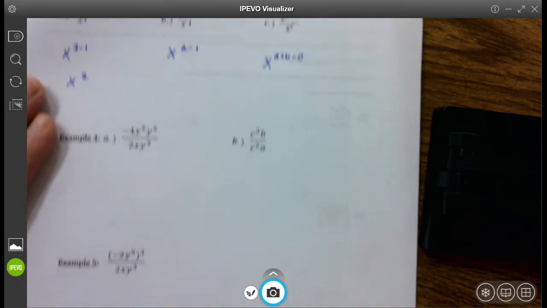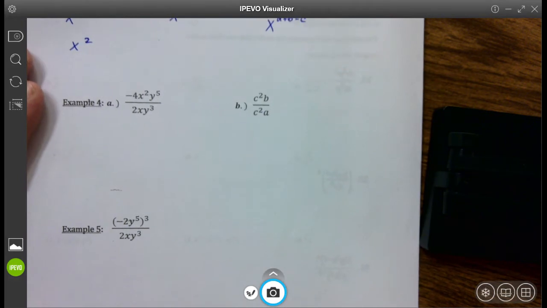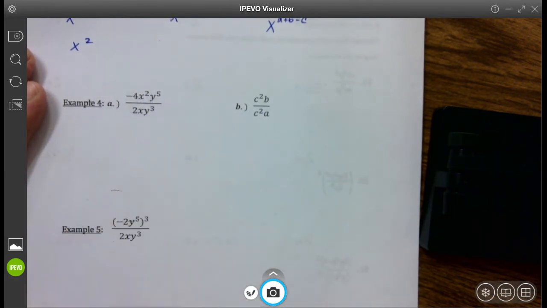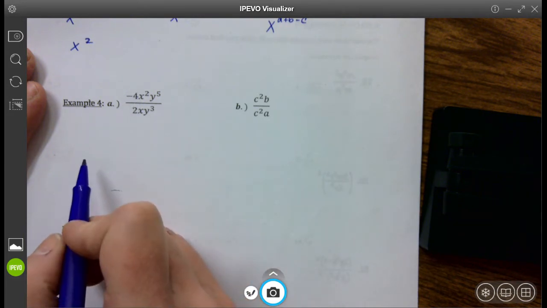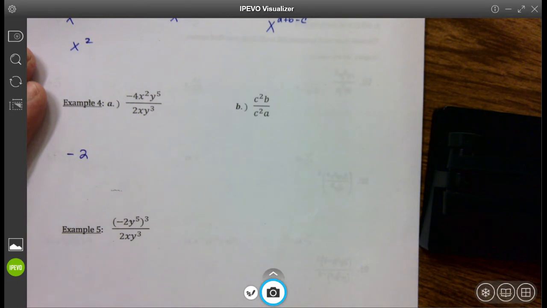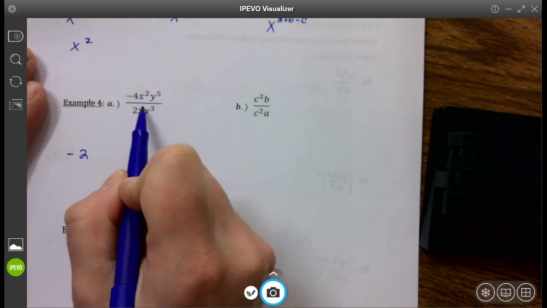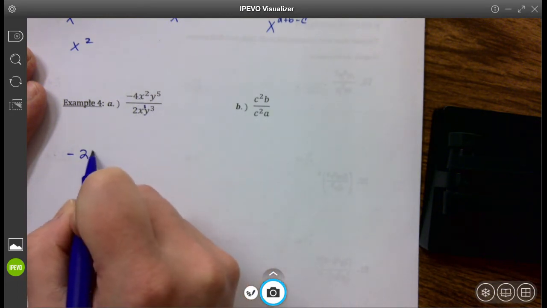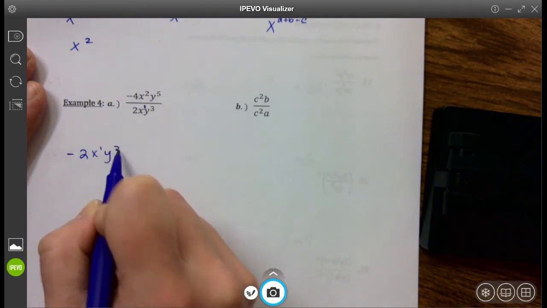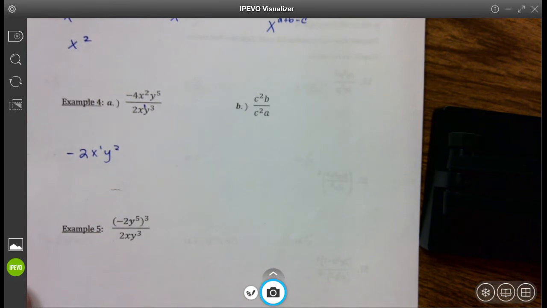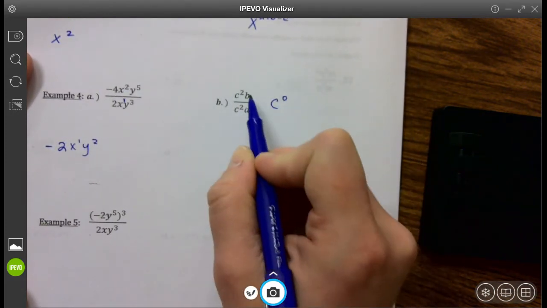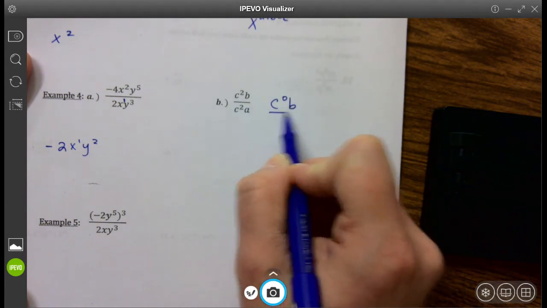All right, example 4a, same thing. We have a negative 4 and a 2. They do not have the same base, but what is negative 4 divided by 2? That is a negative 2. So those are just numbers. You deal with them like you normally would. Now we have the same bases again. 2 minus 1 is 1. 5 minus 3 is 2. You don't have to write the 1 there, but you can. 2 minus 2 is 0. B and A stays on the bottom.